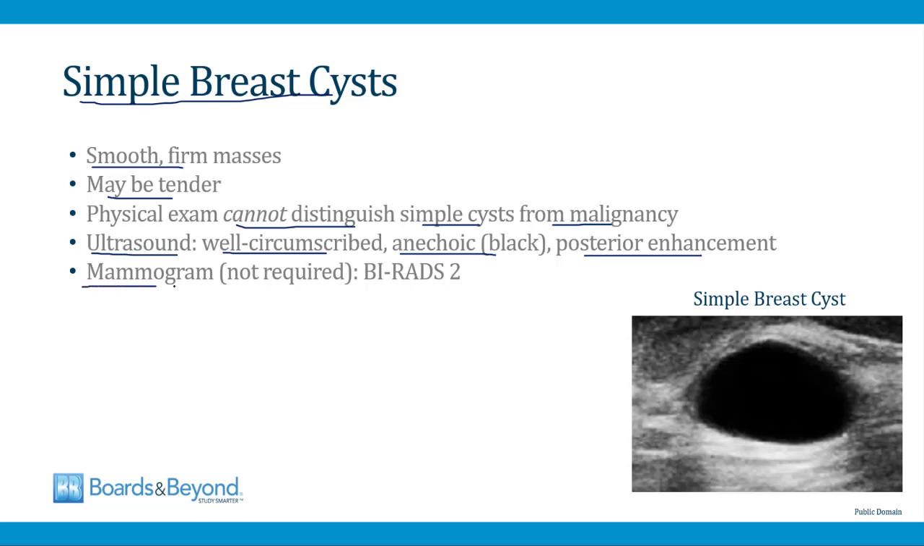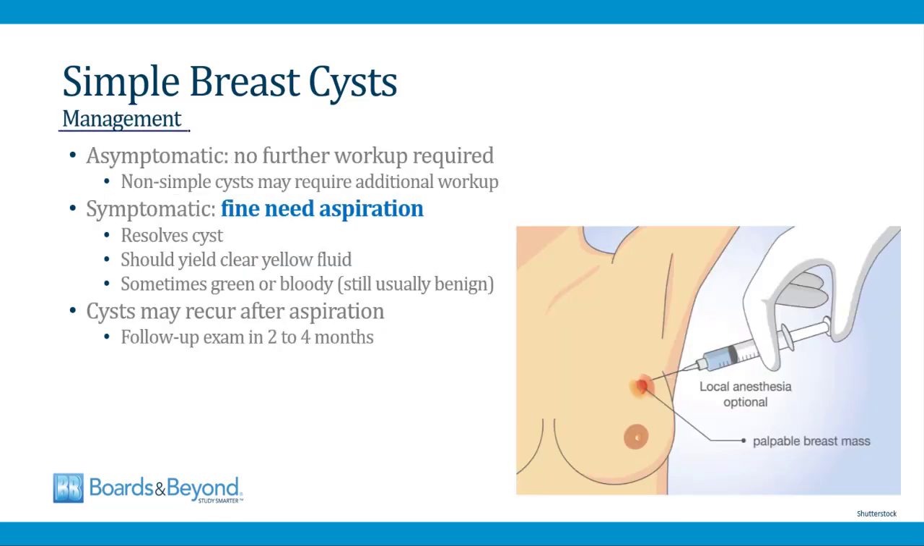If you do a mammogram to work up a simple breast cyst, this is not required, but if you do order one, the mammogram will be interpreted as BI-RADS 2, indicating only benign findings. In terms of management, if you identify a simple breast cyst and the woman is asymptomatic, meaning she has no tenderness and there's no distortion to the breast from the cyst, then you don't have to do any further workup. Keep in mind though, this only applies to simple breast cysts. Non-simple cysts like complicated or complex cysts may require additional workup to exclude malignancy.